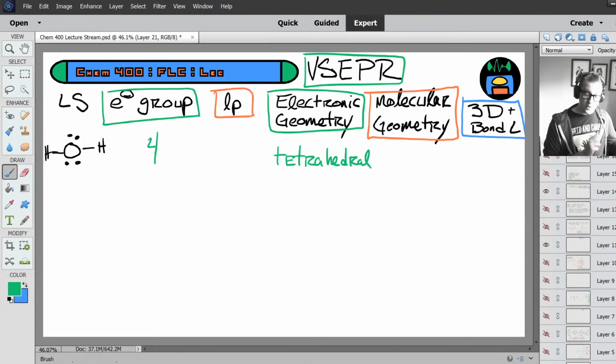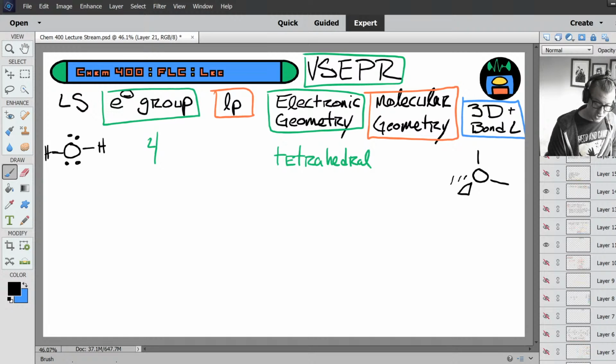All right. And once you know your electronic geometry, you can begin to draw your three-dimensional representation because every tetrahedron is the same. You have 2 electron groups in the plane of the screen. One wedged coming out at you, one dashed going away from you. All right. Now, how many lone pairs do we have on our central atom? 2. All right. This is going to affect our molecular geometry and our bond angle.